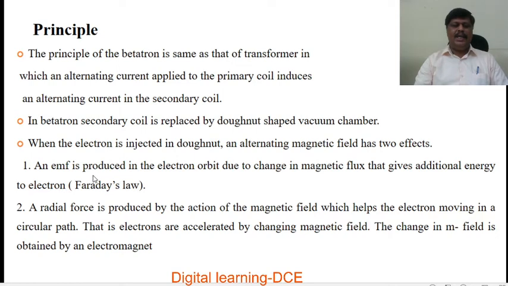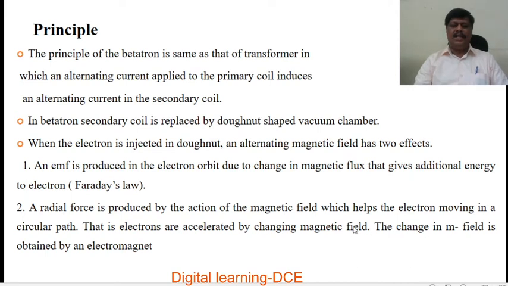The first one is an EMF is produced in the electron orbit due to change in magnetic flux that gives additional energy to the electron. This is Faraday's law. Whenever a magnetic field changes within the coil, an instantaneous EMF is induced. Like that, an EMF is produced in the electron orbit due to change in magnetic flux that gives additional energy to the electron. The second point is a radial force is produced by the action of the magnetic field, which helps the electron move in a circular path. That is, electrons are accelerated by changing magnetic field.